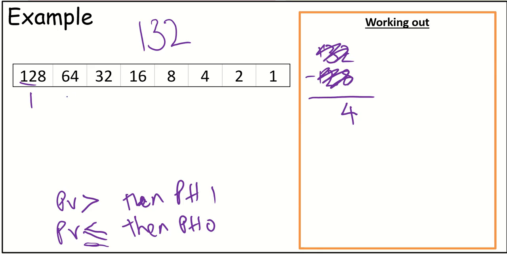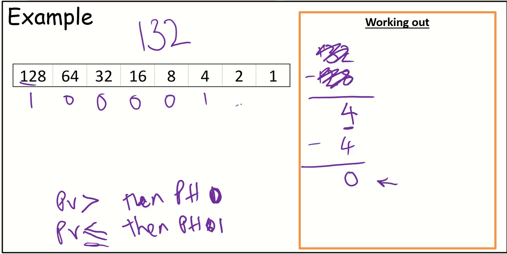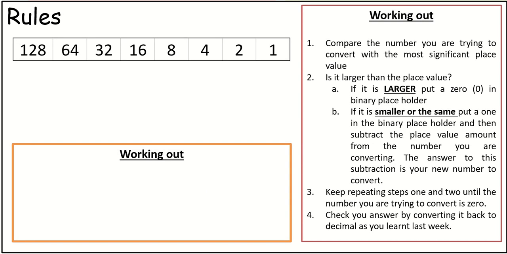I'm now not interested in 132, I'm not interested in 128, I'm now interested in 4. 64 is larger than 4, so 0. I've got these the wrong way around. Well done if you spotted that. 32 is larger, so 0. 16 is larger, so 0. 8 is larger, so 0. 4 is the same as 4, which I'm trying to work out, so it's 1. So I subtract 4 from that, and I'm left with 0. Now because I've got to 0, I know I'm finished and I can fill out all the rest going this way with zeros.